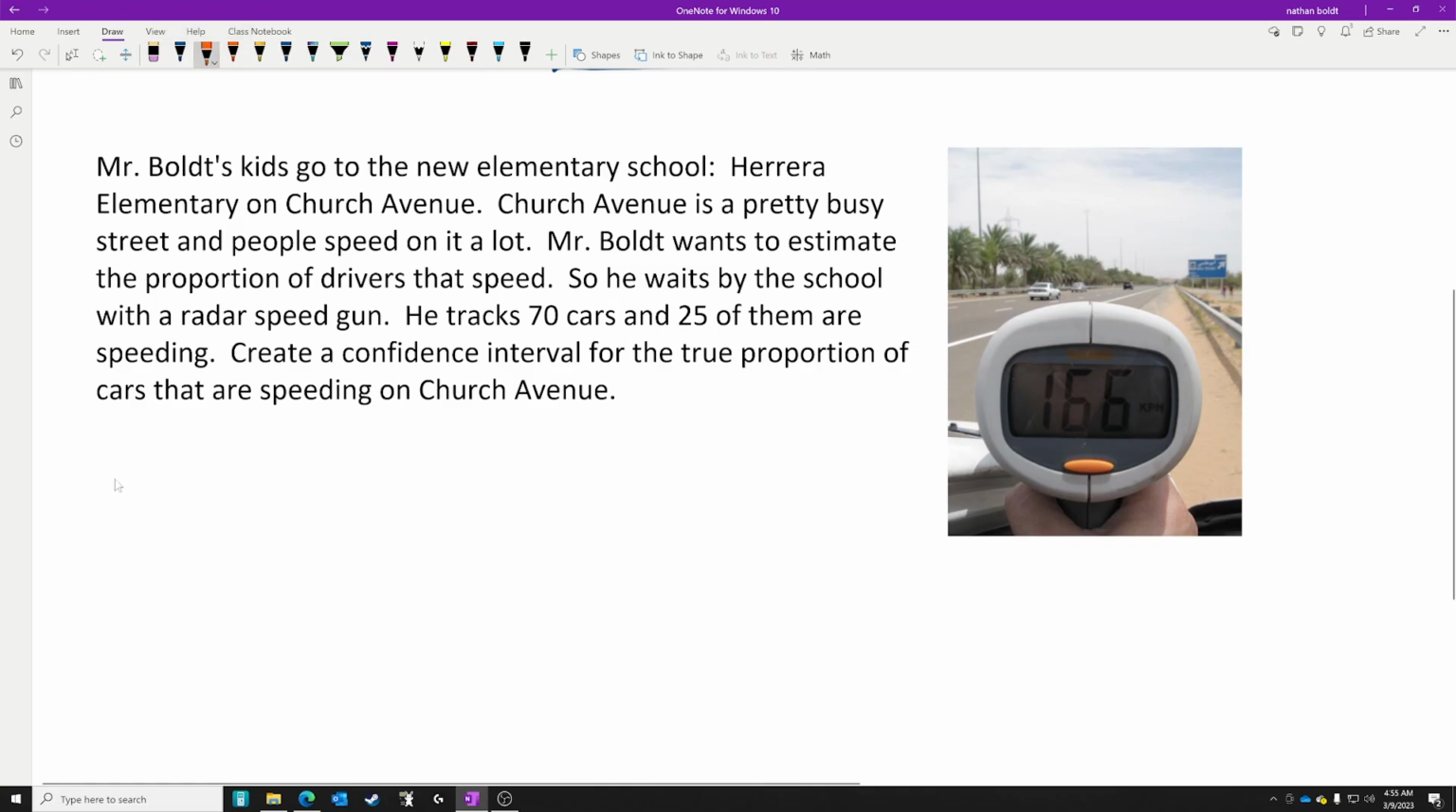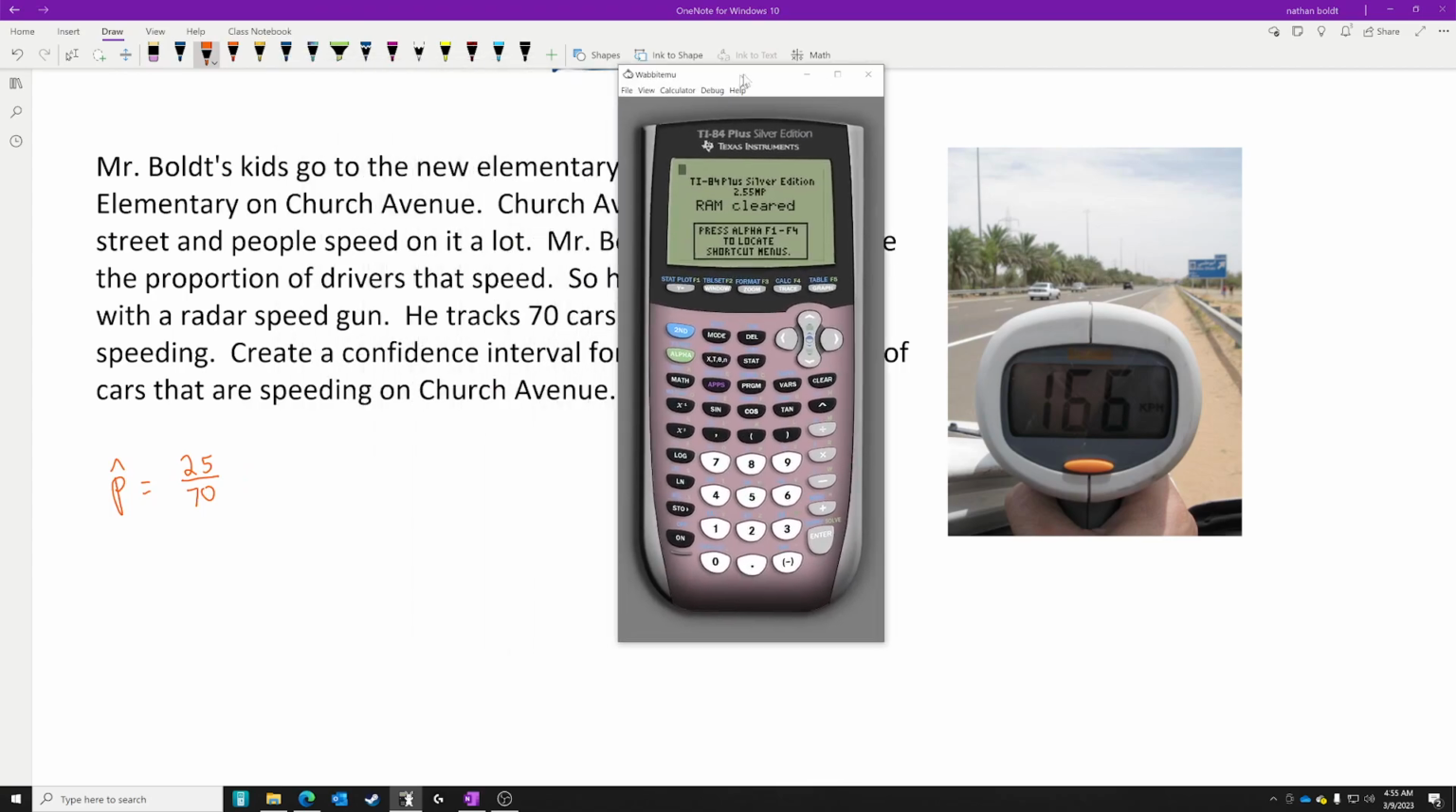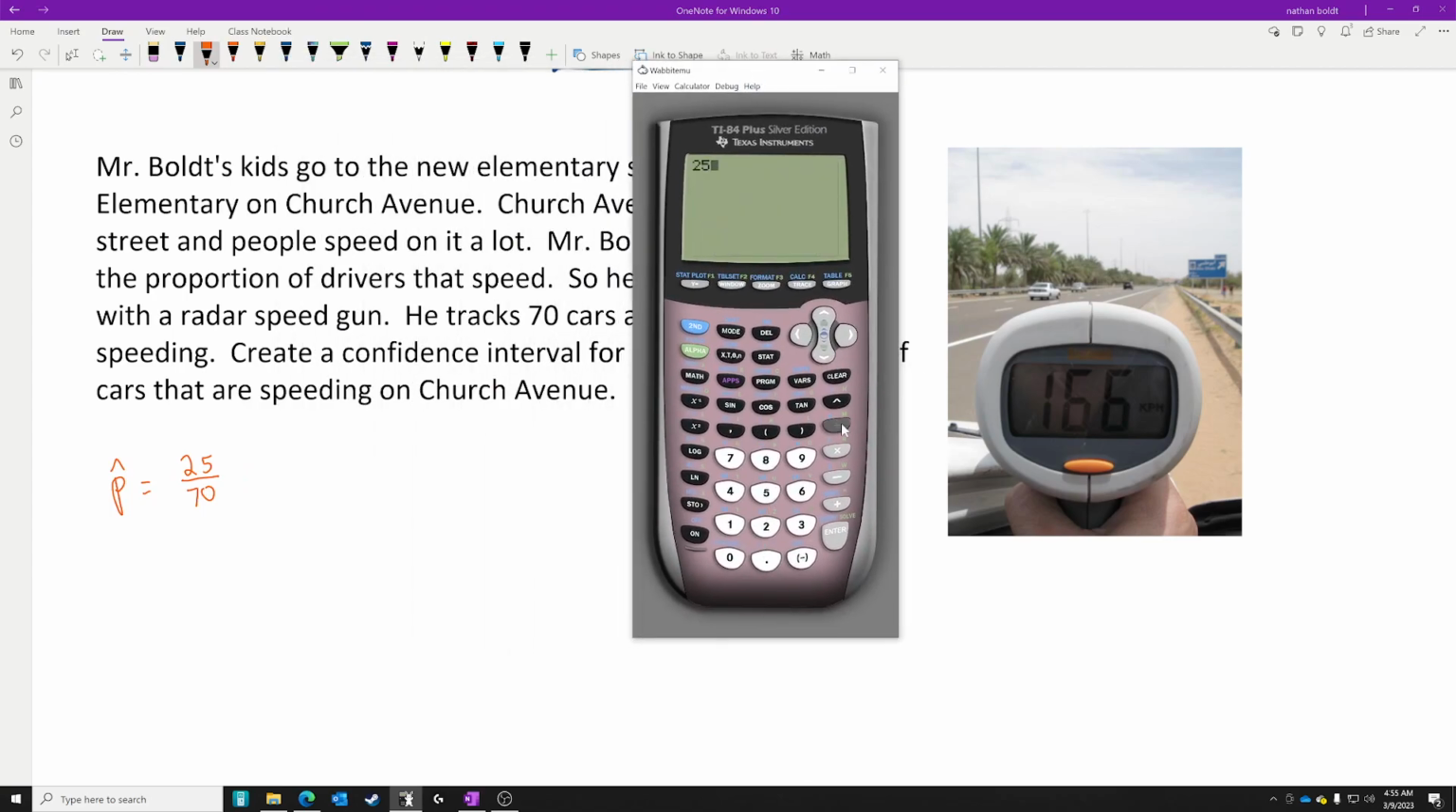All right, so my point estimator, p hat, is 25 out of 70. 25 out of 70 people are speeding. If we want to get that as a decimal, 25 out of 70 is roughly 36%. Let's call that 0.36, I suppose.